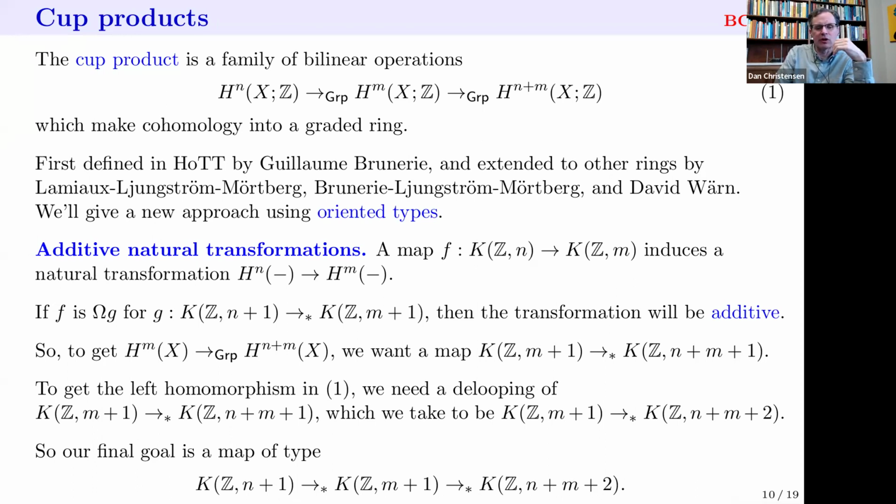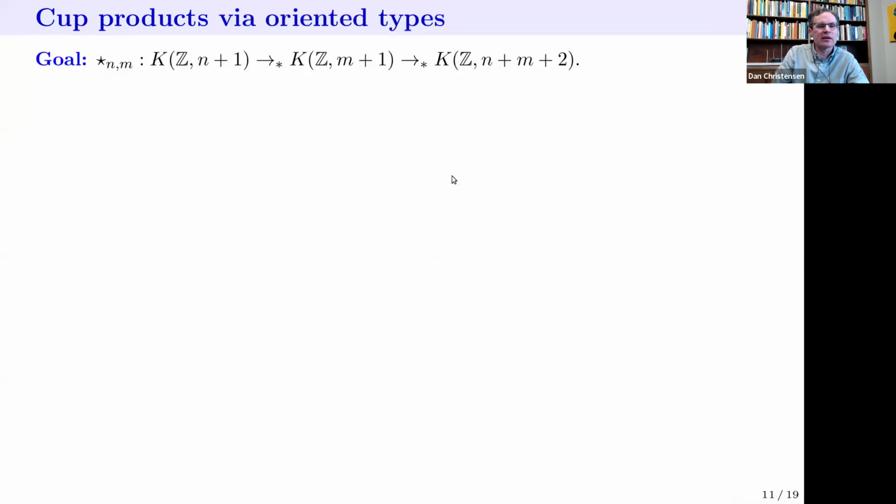The other reason is that once we've got these maps and then we go backwards along this construction, we automatically get group homomorphisms without having to check that separately. So it's just a little trick that we use. Okay, so that gives us a goal here. We'd like to define this bipointed map for all n and m.